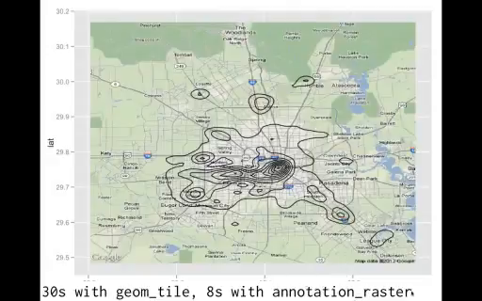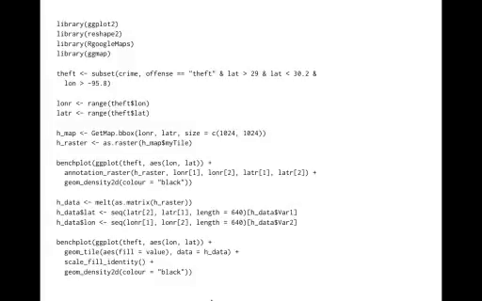In the new version, you can use this new custom annotation raster function, which is basically designed for this case. You want to put an image of a map in the background. It only takes 8 seconds. So for some types of plots, there are really, really big speed improvements. And here's the code that I used to create that, just so you can see exactly what's going on. I won't talk through that in detail.